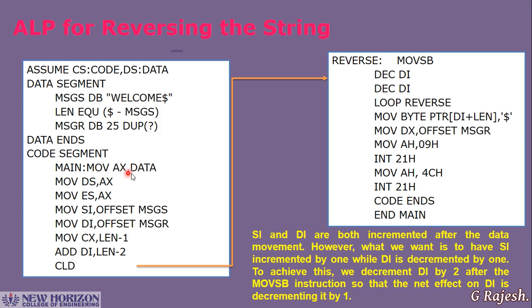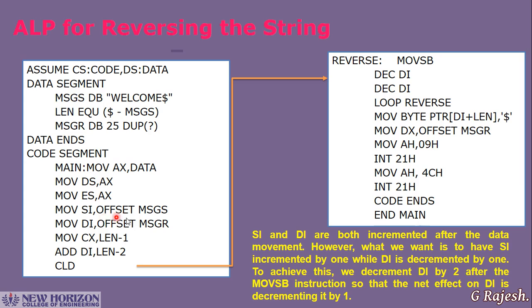The first instruction is MOV AX, data. So the data segment address is moved to AX, and that is moved to DS as well as ES. Instead of defining a separate extra segment, we are making some memory location of the data segment as the extra segment. This is how we define the data segment and extra segment. It means the data segment register and the extra segment register are loaded with the starting address of our data.